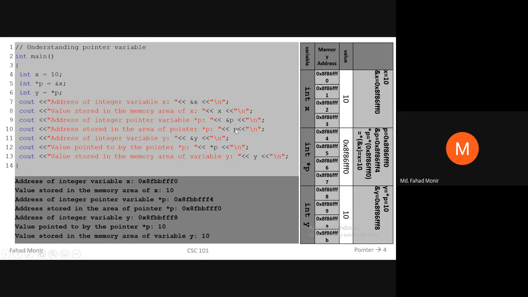Sir, address. The value of p, right? And ampersand of y is going to give me what? The address of y will be printed out. And asterisk of p is going to print out what? Sir, 10. What about y? y is also 10. Right? Yes, sir. Okay.